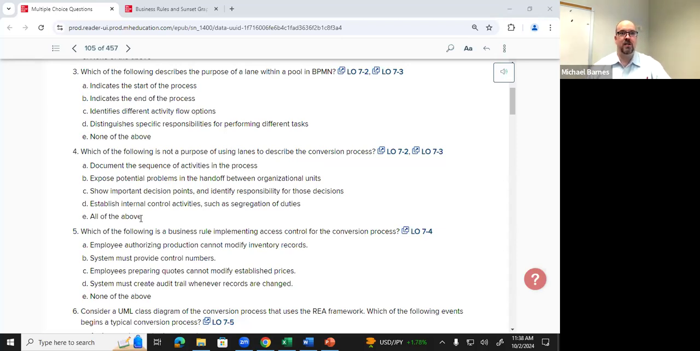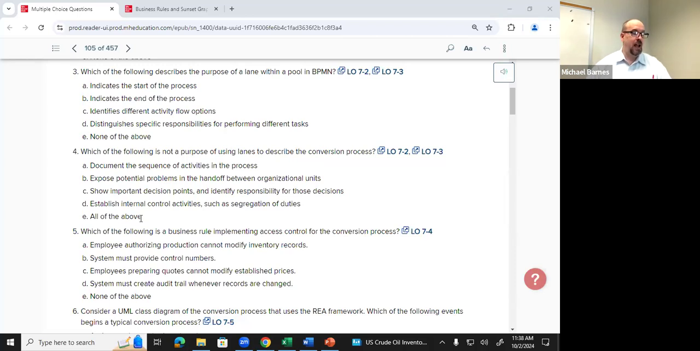Document the sequence of activities in the process. Does that actually use lane analysis? Do we need to consider lanes in documenting activities? Not really, okay? Because we could represent the activities in a linear function. In fact, we do in the simple diagram. So the purpose of lanes, or having different departments, doesn't dictate the sequence of activities. Again, that is a horizontal depiction, not a vertical depiction. So A is probably our answer, but let's go through the rest.